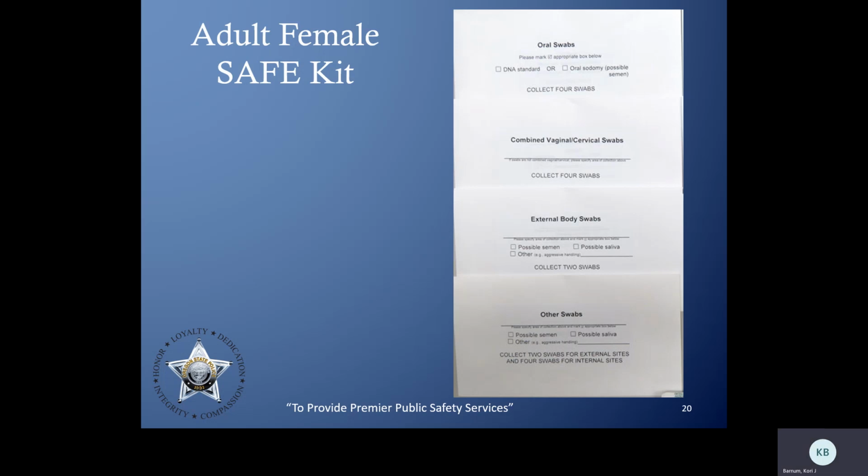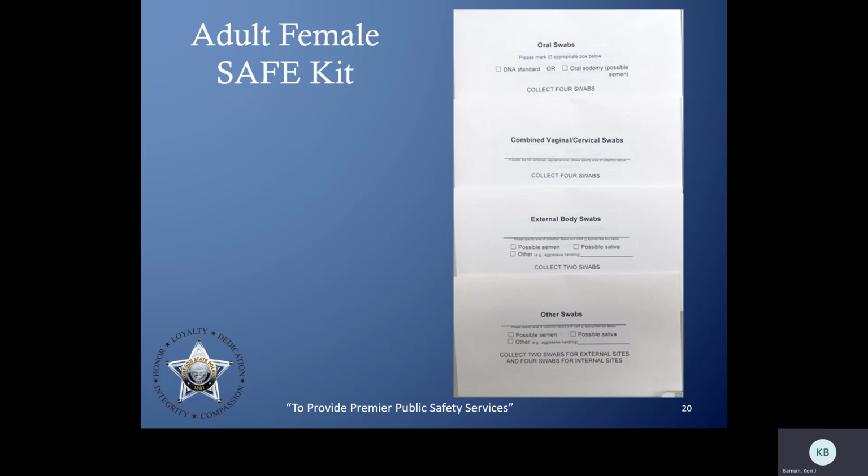We also ask that you collect 4 combined vaginal cervical swabs. Studies with consensual sexual partners have indicated that a swab sample that has collected both from the vaginal vault and the cervix is more likely to have recoverable male DNA than swabs that are collected just from the vaginal vault or just from the cervix.